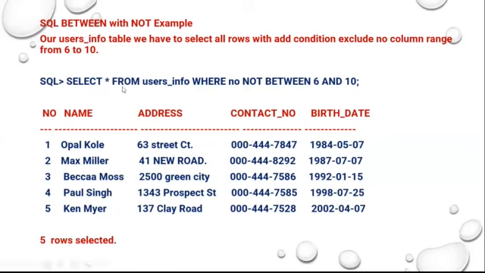So we can give the query like this: SELECT * FROM users information, the table name, WHERE number NOT BETWEEN 6 AND 10. That means except the range 6 to 10, it will print everything. It will print the result with number, name, address, contact number, and birth date. Let's assume you have a table of around 10 employees' data. When you give the query with NOT BETWEEN 6 and 10, rows 1 to 5 will be printed, and at last it prints 5 rows selected.